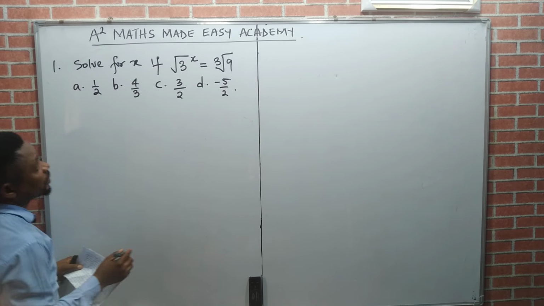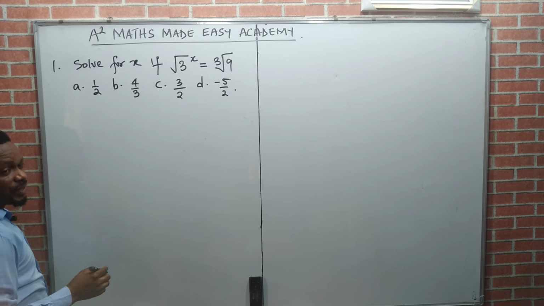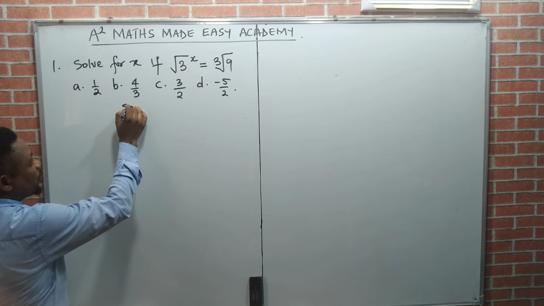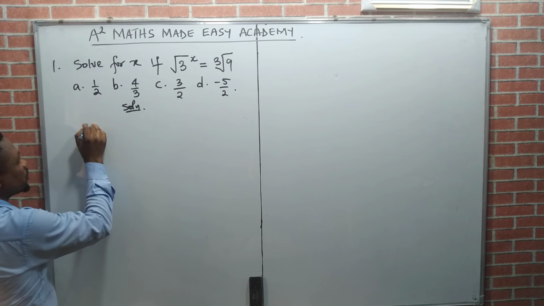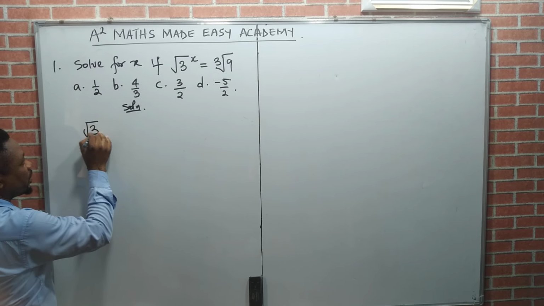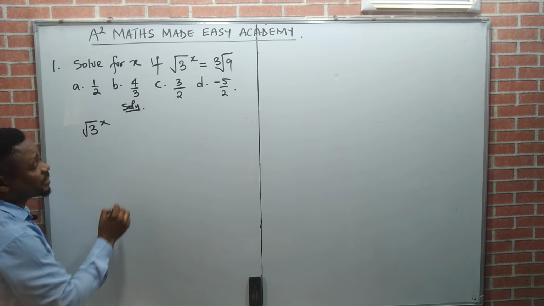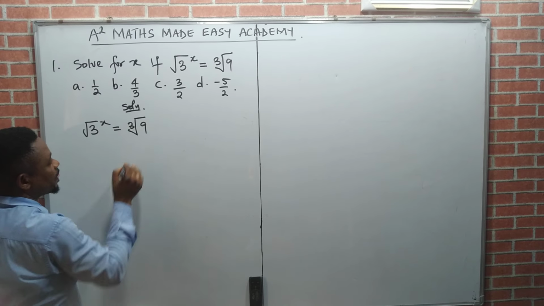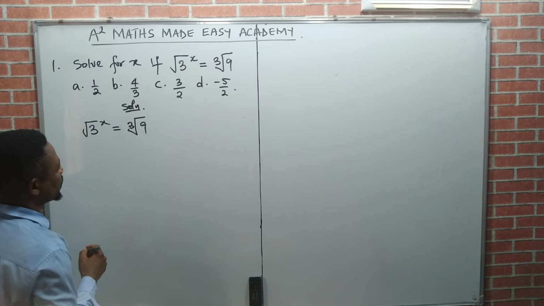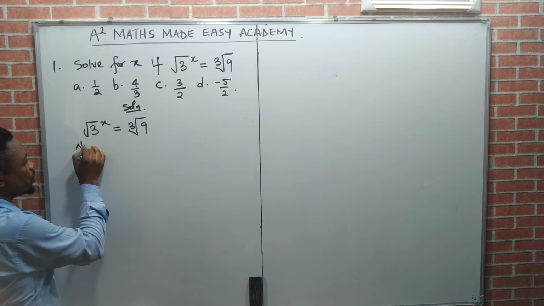Are you with me now? We want to take this question bit by bit. To start with, I want us to introduce the solution. The question is: square root of 3, all to the power of x, is equal to cube root of 9.